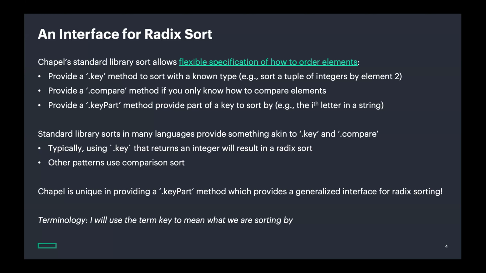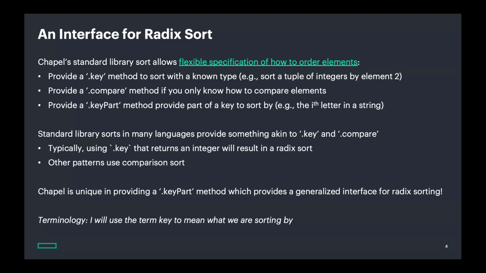So a main example for that is if you have something like a string that's variable length, you can return the ith letter or character in your string. In the key part method, it takes in an integer and it will return something to indicate what that part was, like the ith value of the string, and whether or not it reached the end.